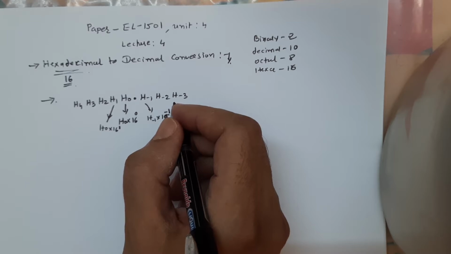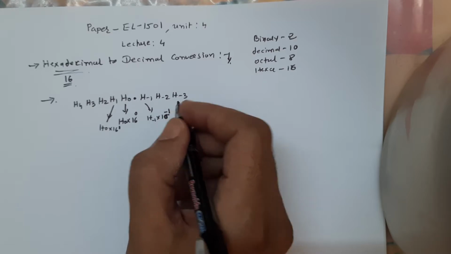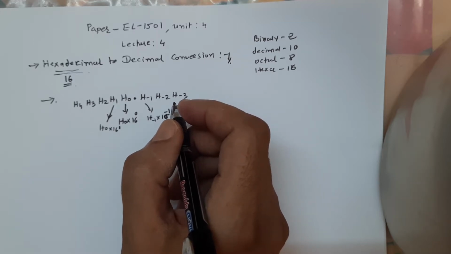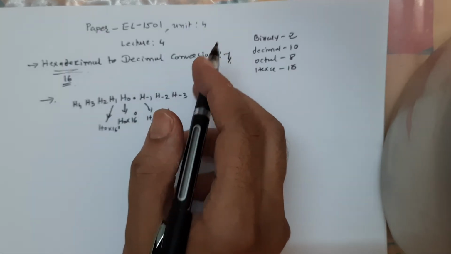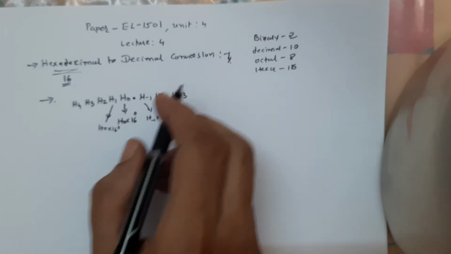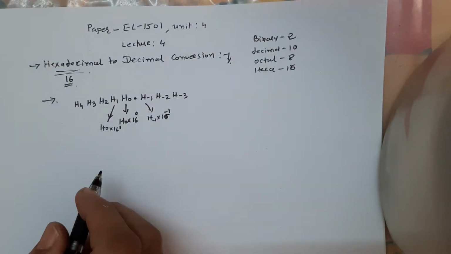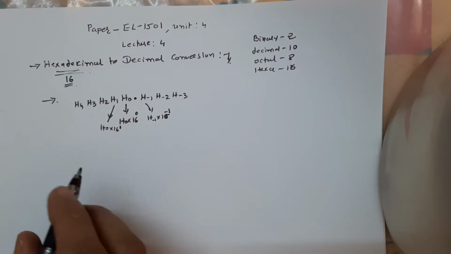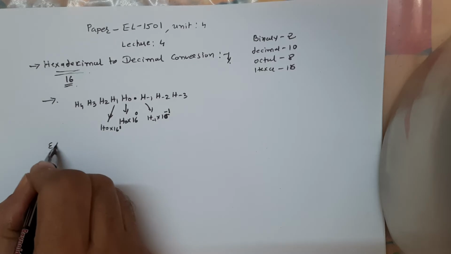The first digit right to the hexadecimal point is denoted by H minus 1. The value of H minus 1 is H minus 1 into 16 minus 1. The decimal number of the hexadecimal number is the sum of all these digit values. For example, this is the simplest form. When we take an example, the thing is very simple, I think. So I give you one example.